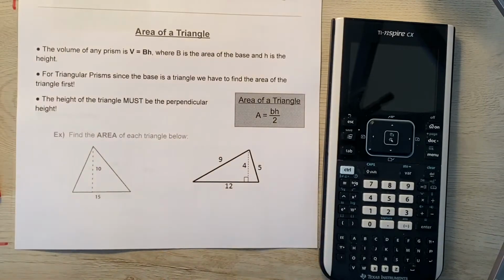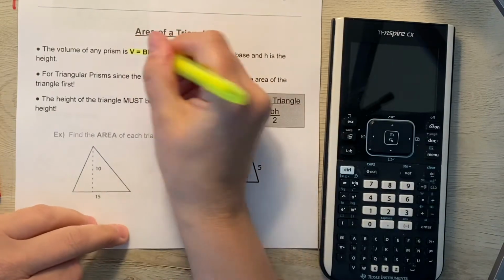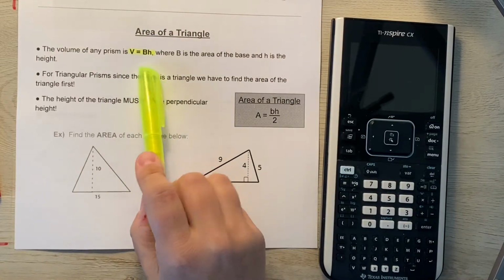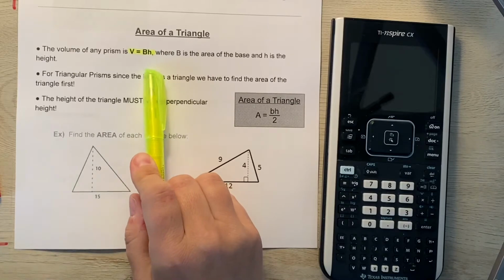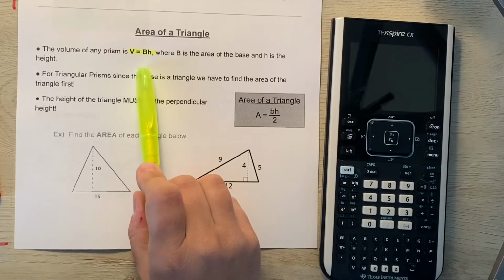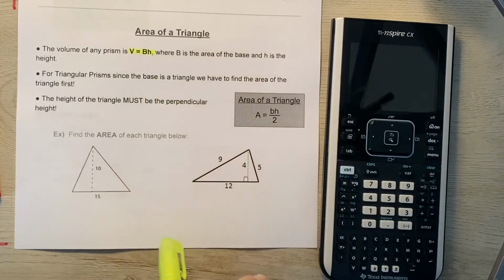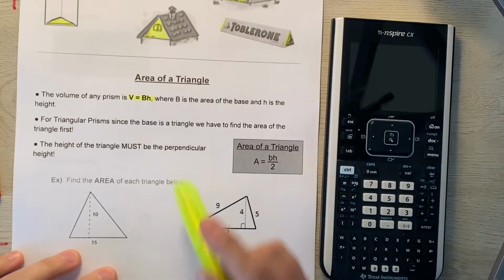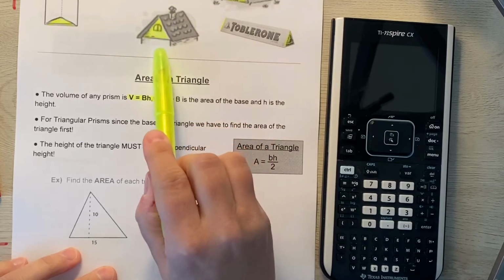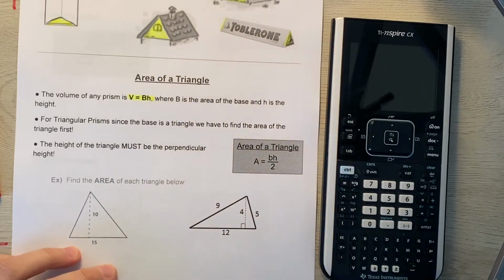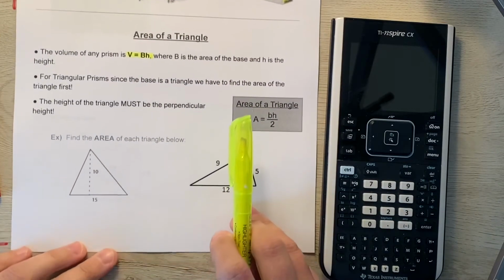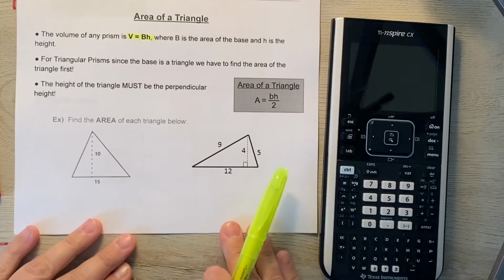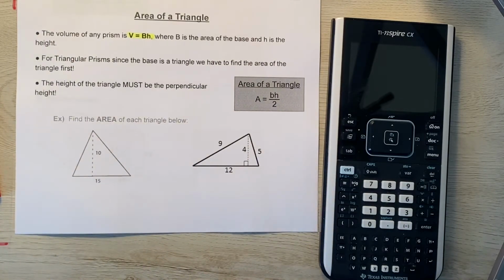So if you recall, when we did volume of a rectangular prism, the volume is the base times the height. But the big B is the area of the base. So when we do a triangular prism, we have to first find the area of the triangle and then multiply that by the height. Okay, so let's practice a couple questions where we find the area of a triangle.